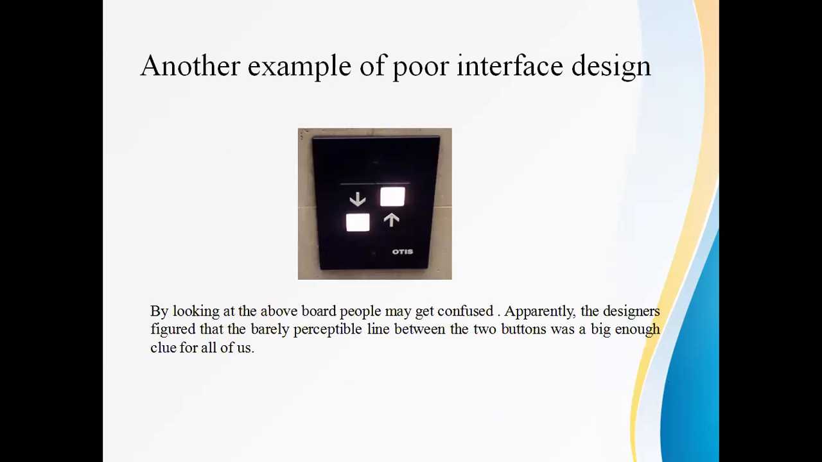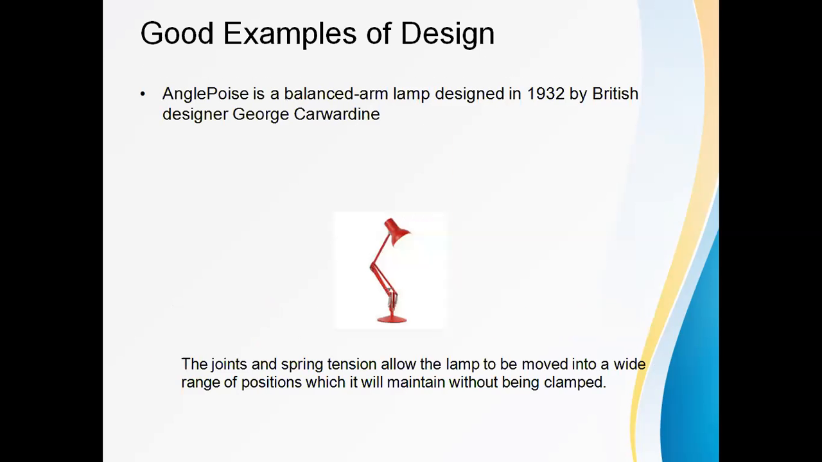Another example of poor interface design. By looking at the above word, people may get confused about which button they have to press to go in the upward direction and which button to press to go in the downward direction. Apparently the designers figured that the barely perceptible line between the two buttons was a big enough clue for all of us. So this is another example of poor interface design.